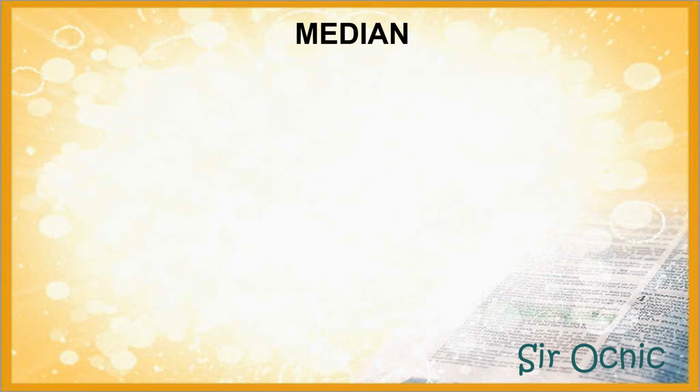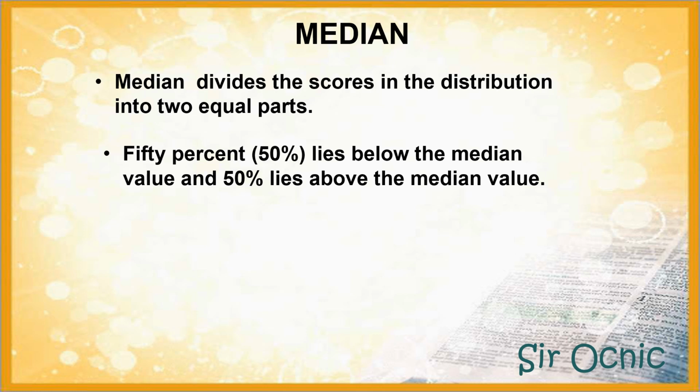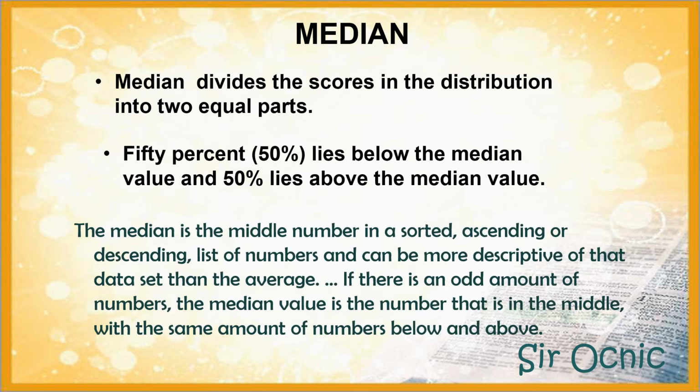The second kind of measures of central tendency is the median. The median divides the scores in the distribution into two equal parts. 50% lies below the median and 50% lies above the median value. The median is the middle number in a sorted, ascending or descending, list of numbers and can be more descriptive of that data set than the average.